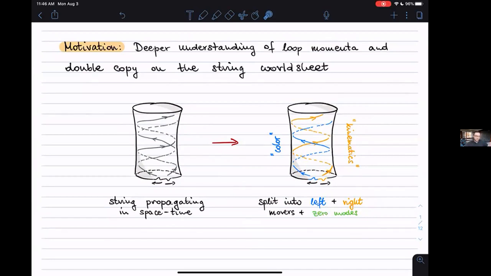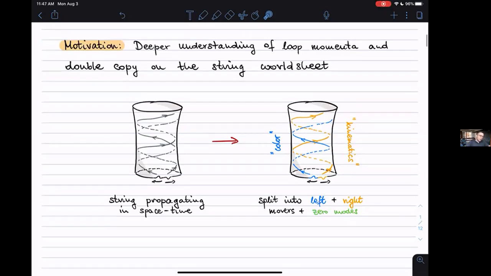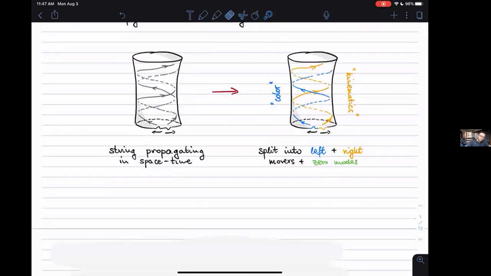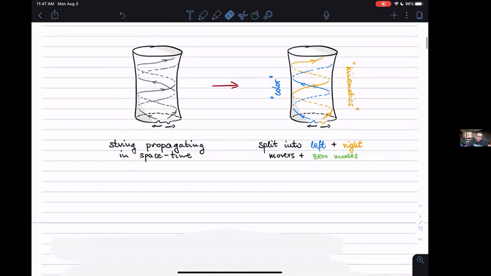entangle the two. So if you come from a scattering amplitudes perspective, you might think of the left movers as carrying some kind of color degrees of freedom, then the right movers carrying the kinematics degrees of freedom. And there will be also some zero modes which tell you how to put that information together into a single amplitude. So of course, that's something which is very easy to do on a single worldsheet.